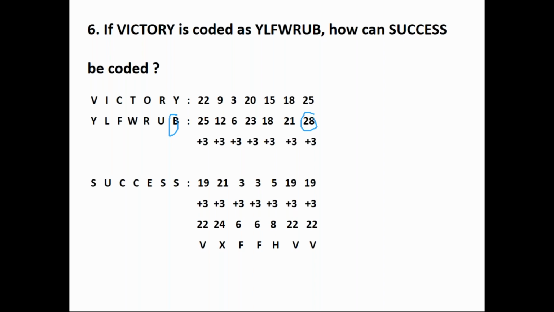Just now one of your friends gave 22, 25, which means plus 3. From the letters point of view, V to Y has two letters in between, while in terms of the numbers the difference is plus 3. So depends on your convenience, you will proceed. Okay, sir, VX, FF, HVV. Next one.